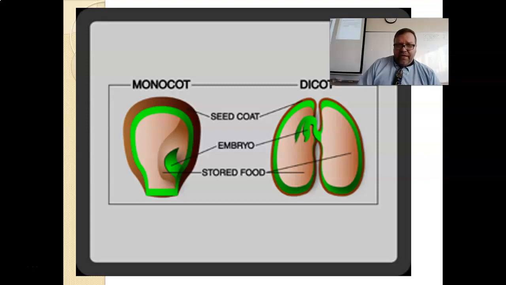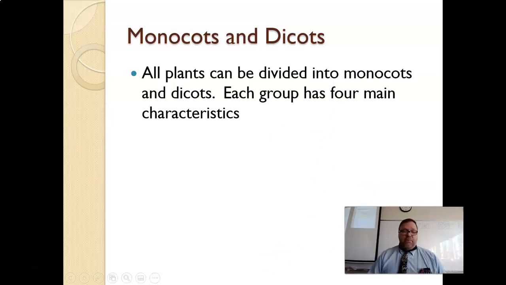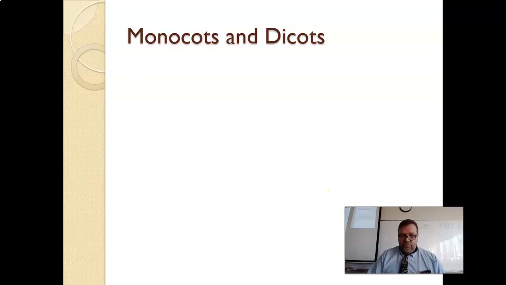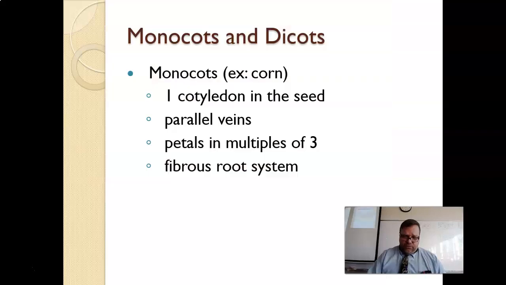The dicot again has two halves, two parts, di. We talked about those earlier in our notes. Monocots and dicots. All plants can be divided. Oh, we did not talk about it earlier. My apologies. We're talking about it right now, it looks like. All plants can be divided into monocots or dicots. Each group has four main characteristics. So monocot, an example is going to be, let's see.